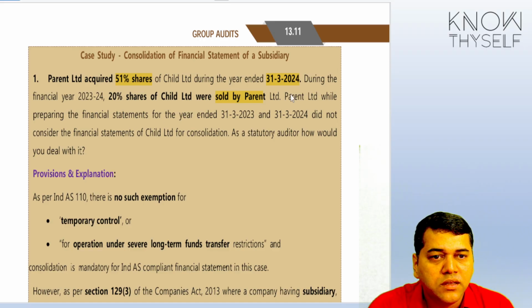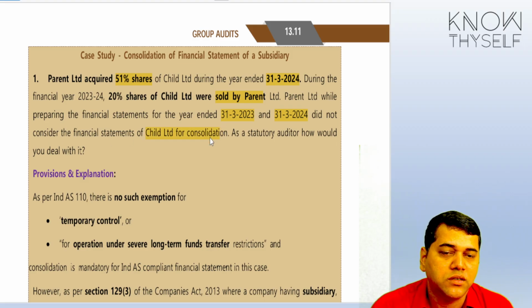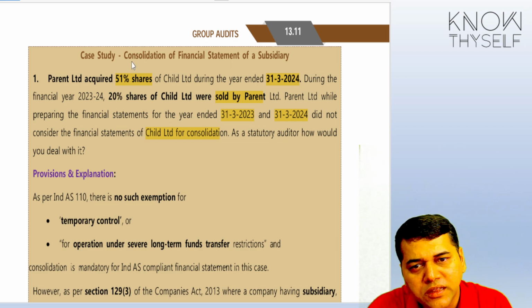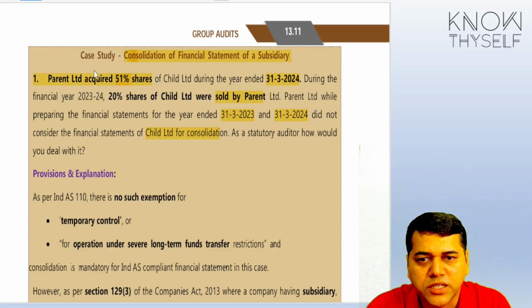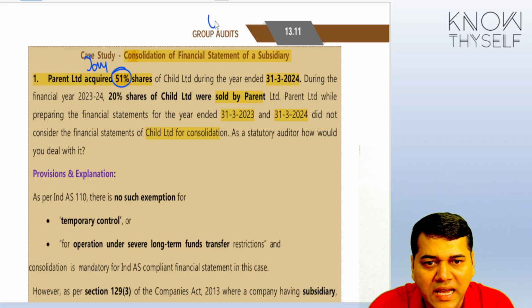That means while the parent is preparing the financial statement on 31st March 2023 and 31st March 2024, they did not consider the financial statement of the child for consolidation. How? First of all, you acquired, they didn't tell you, maybe in the month of Jan. Okay, you must have acquired 51%. So on 31st March 2024, are you supposed to prepare CFS? The answer is yes.